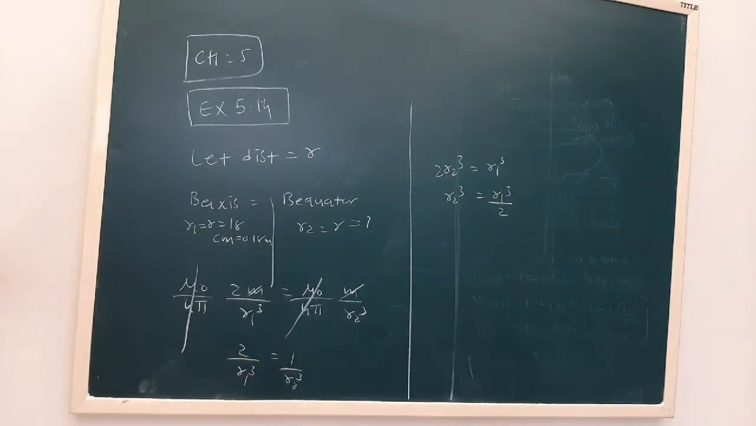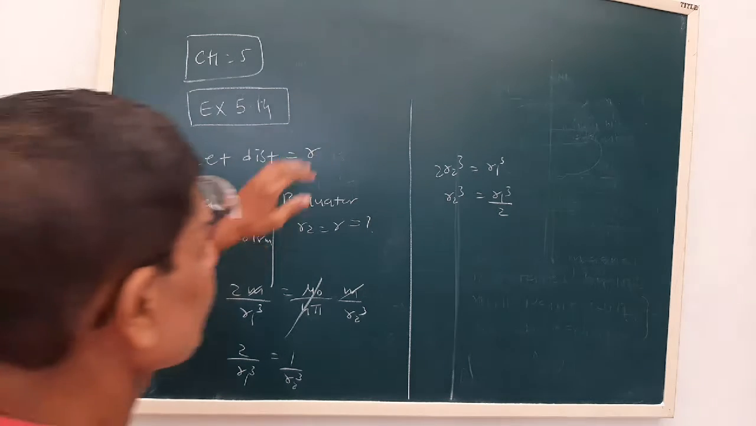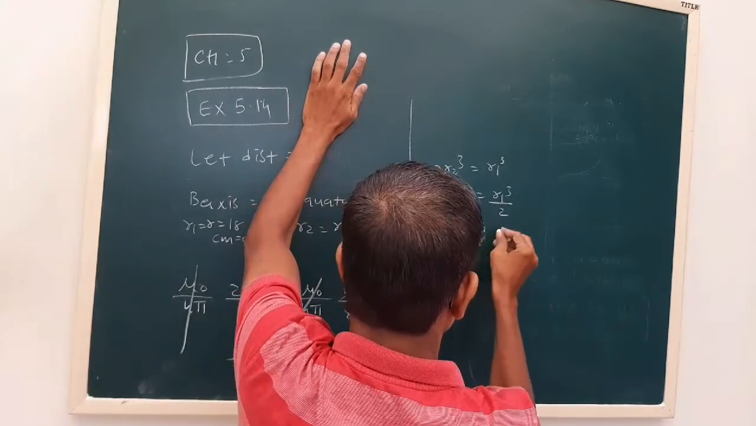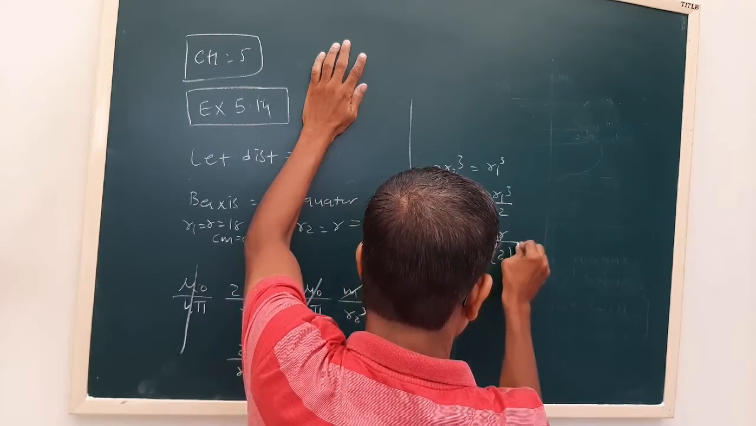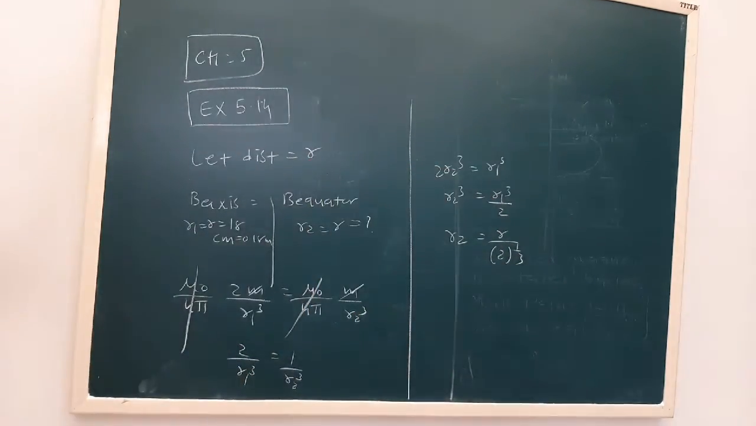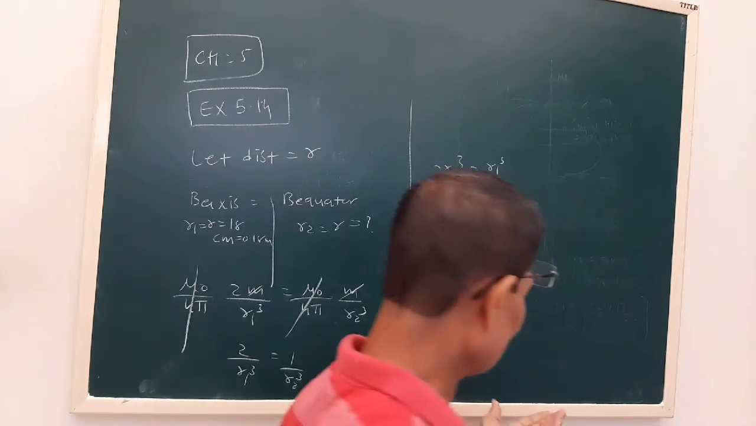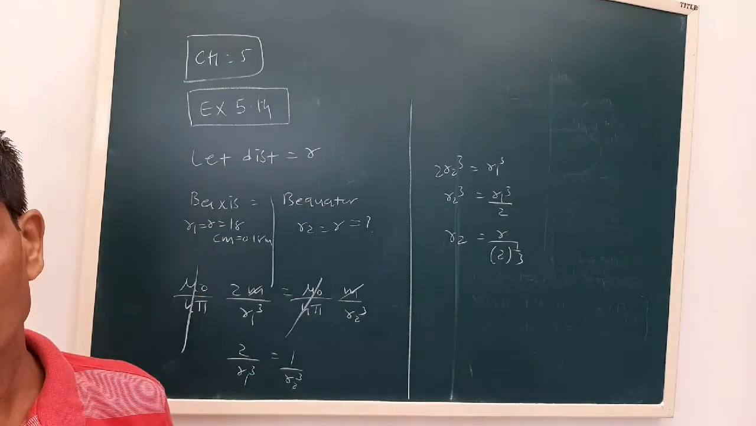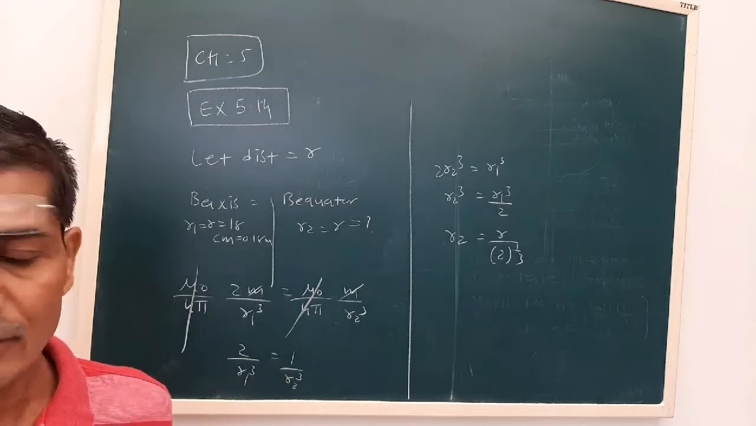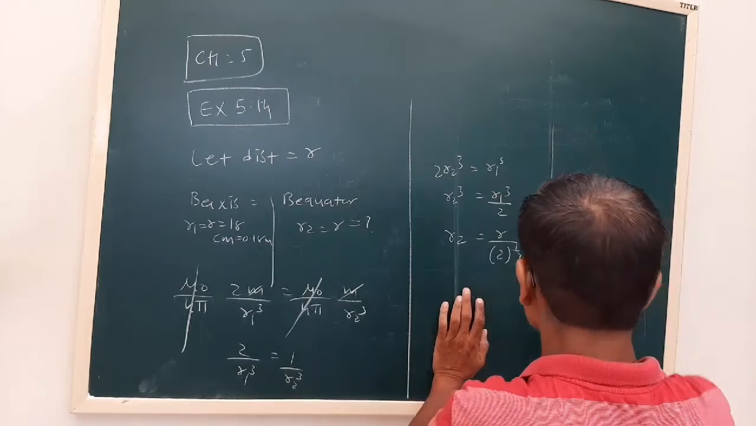Now we take the cube root. R2 is equal to R into 2 raised to 1 by 3. Now see how to find out the cube root of 2. You can do it with the help of a calculator also, that has been taught to you. Or we can take the log.